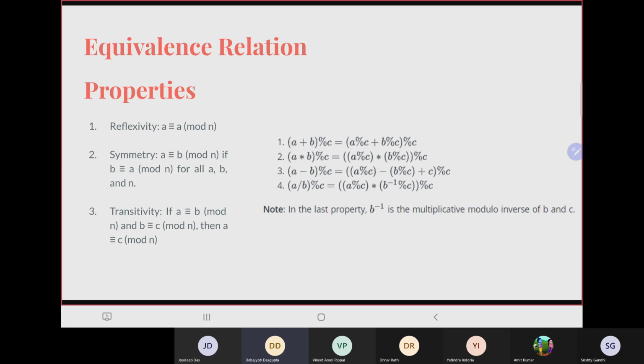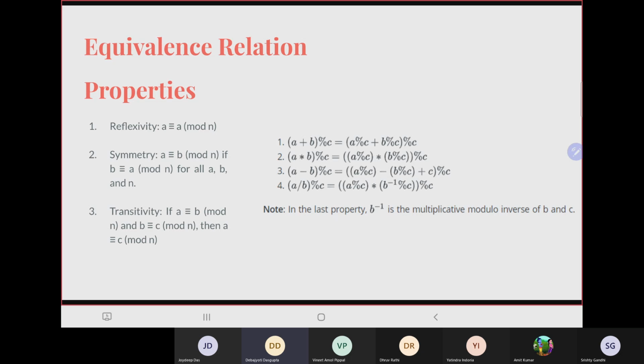Similar properties are followed by multiplication also. A into B mod C will be A mod C into B mod C, and also with subtraction. For subtraction we will be adding a plus C. This is because suppose A is giving a remainder 0 and B is giving the remainder C minus 1. So we get a negative modulo, but the remainder should be positive. So we add plus C to get the remainder positive, which is correct because C is always divisible by C, so adding C doesn't make any difference.